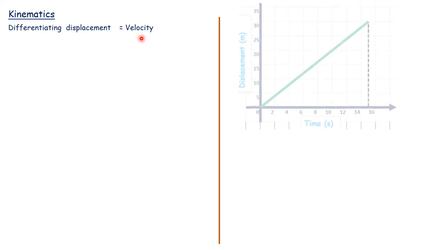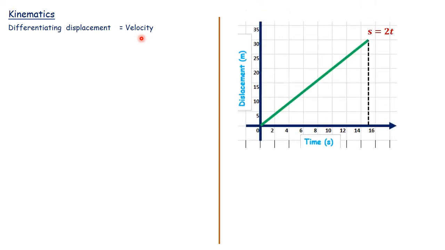Kinematics. Now, differentiating displacement gives velocity. And what that statement means is if you are looking for the derivative of a displacement time graph, you will obtain a velocity function. I'm going to illustrate that using an actual example. We have a simplified question here where on the y-axis we have displacement and on the x-axis we have time. And therefore we have the displacement time function s = 2t.